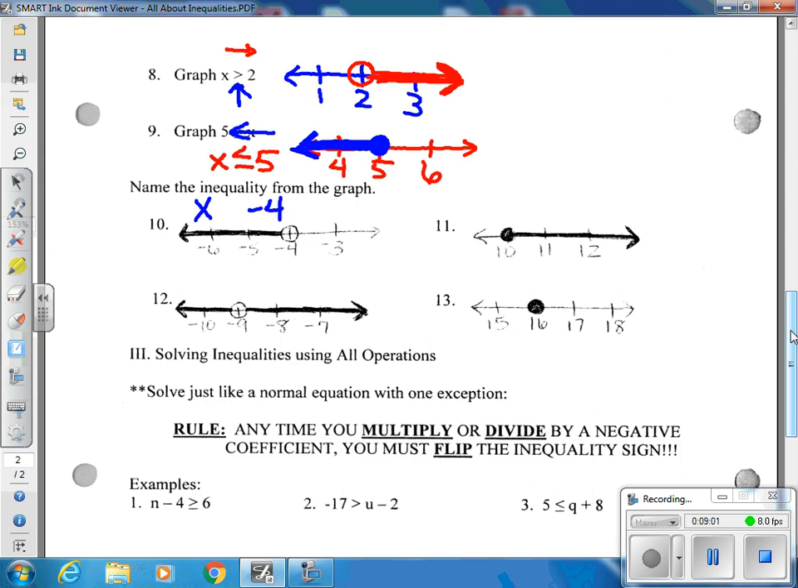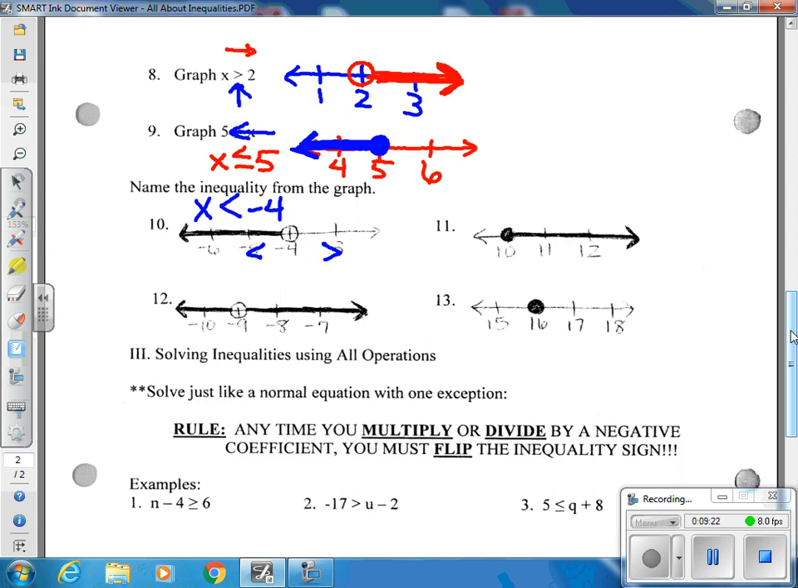Now we need to figure out, because it's an open dot and because it's shaded left, what symbol to put in the middle. All right, so here are your choices. With an open dot, you have the choice of the less than or the greater than sign. And if you notice the shading is all the numbers less than -4. So right here, it's going to be x is less than -4. That's the inequality that makes that picture happen.